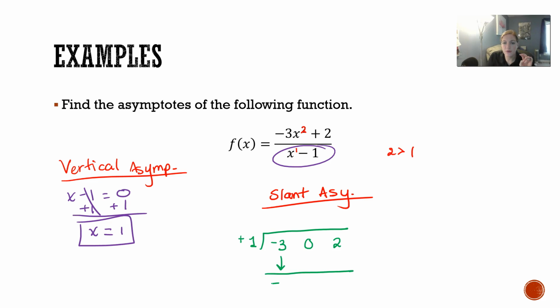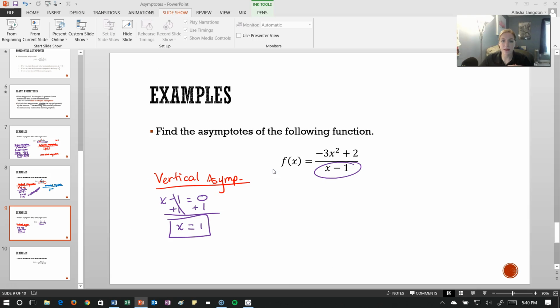So just drop down the first one, multiply, add again, multiply again. That gives you a remainder of 1. So it does not divide evenly because you're not getting a remainder of 0, but it does leave you with the equation negative 3x minus 3. Remember, when you're changing this back into an equation, you take the largest exponent and you just subtract 1. So y equals negative 3x minus 3. And I really squeezed that on there. Remember, we drop off the remainder. We don't care about that remainder.